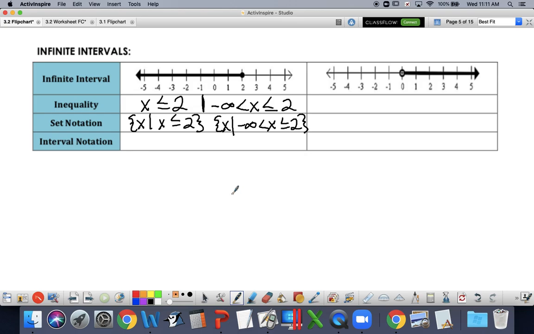Last but not least, we have our interval notation. Now with interval notation, you have to have a start and a stop. So in our case, our start is negative infinity and our stop is 2. Once I figure out my start and my stop, notice I always put the smaller number first before the larger number. I just have to figure out, is it parentheses or brackets? Well, since I can never get to negative infinity, that's a parenthesis. And because I can get up to 2, that is a bracket.